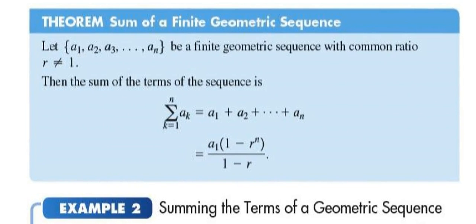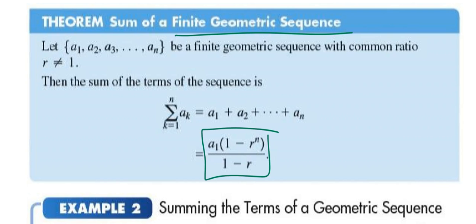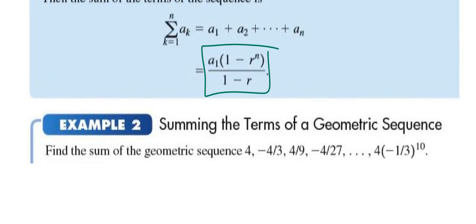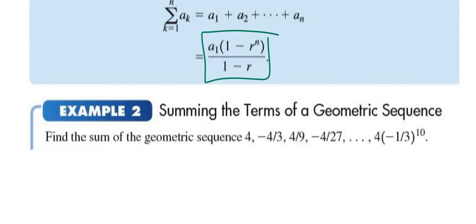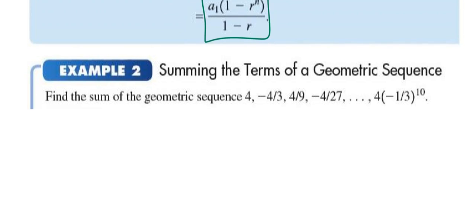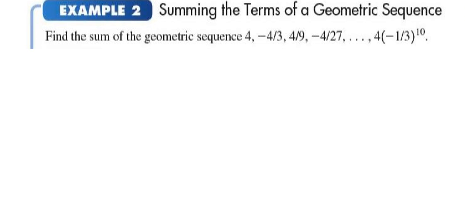So what happens if it's finite geometric? What if we're not dealing with arithmetic? What if we're dealing with the geometric? Well, guess what? We got a formula for that too, which we taught you last year. It's not that hard to use. You need to know the first term, you need to know the common ratio, and you need to know how many terms there are.